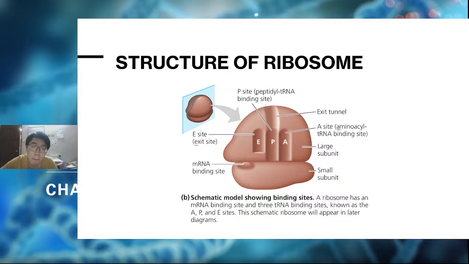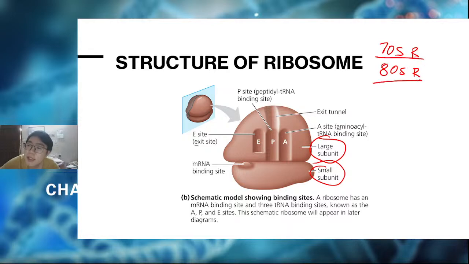Normally, in the books, you only learn that the ribosome contains a large subunit and a small subunit, right? And you also learn 70S ribosome and 80S ribosome. 70S is for prokaryote, 80S is for eukaryote. So for the translation process, the function of the ribosome is the same, but the types of ribosome are not the same.